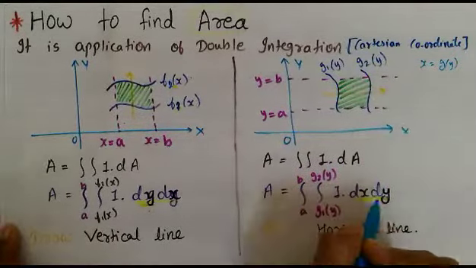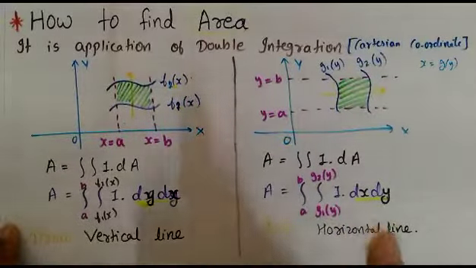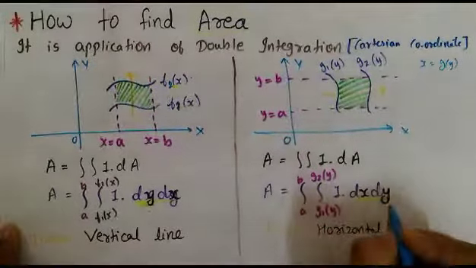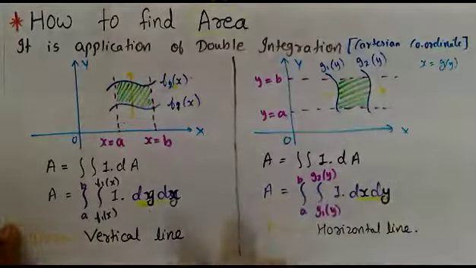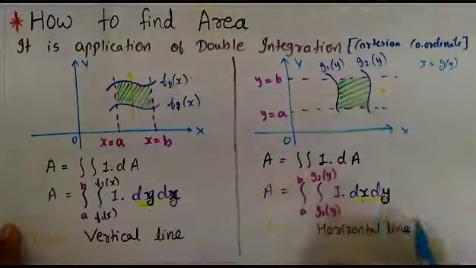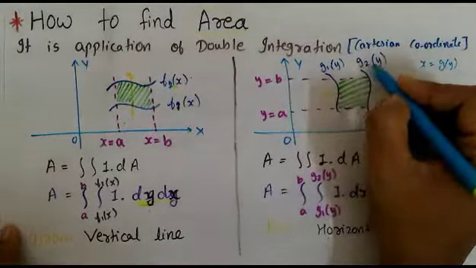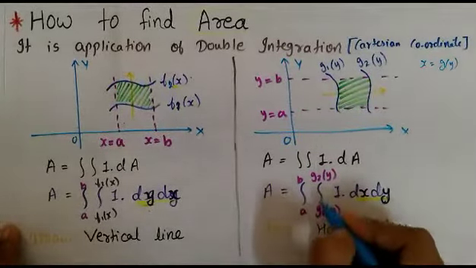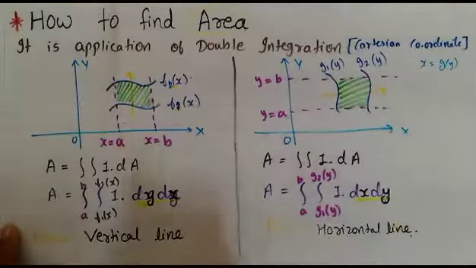Here why did we take dy outside? Because y is constant. Always remember that the limit we take outside is the one which is constant. So it's constant, so we took it outside. Now it's dx. Always remember that whenever it's dx dy, draw a horizontal line. So I have drawn the horizontal line. It's entering from g1 of y and exiting from g2 of y. So the limit of dx will be from g1 of y to g2 of y. It is a very important point.